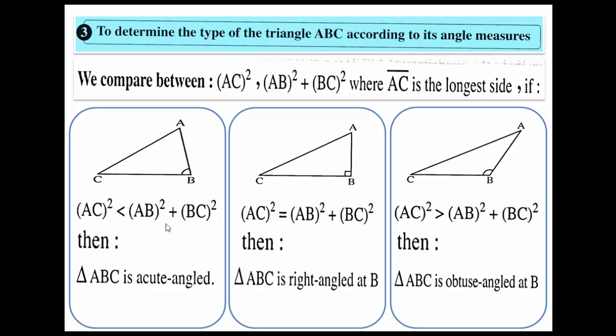Again, first case, if the sum of the squares of two sides is greater than the square of the third one, we have an acute angled triangle. And if the square of the longest side equals the sum of the squares of the other two sides, we have a right angled triangle at B. And the last case, if the square of the side is greater than the sum of the squares of the two sides, we have an obtuse angled triangle.